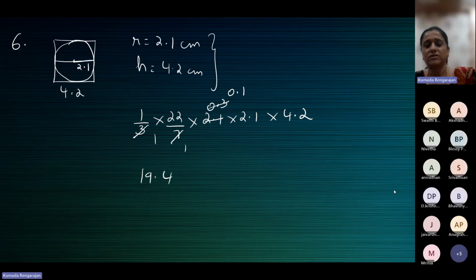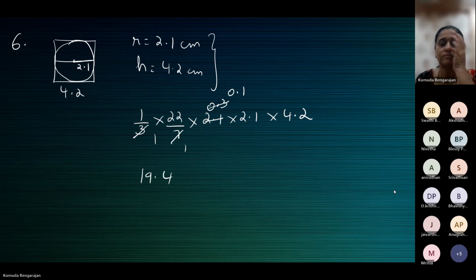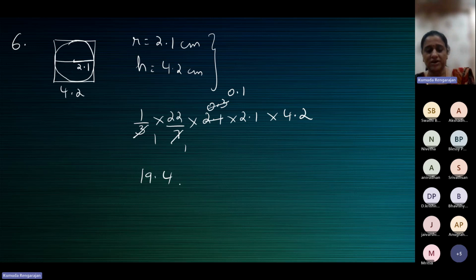Any questions, children? No, ma'am. It's not exactly 19.4, it's 19.404. So in the options, this is the closest value we find, 19.4.